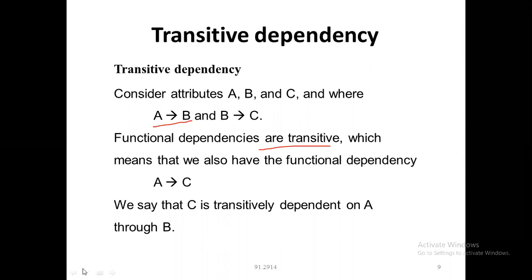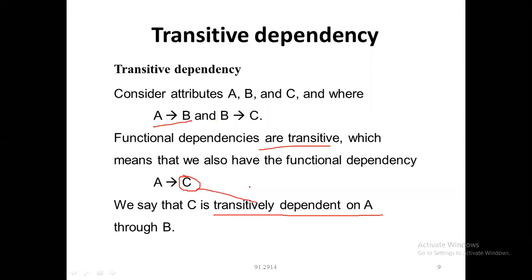So here C is transitively dependent on A. When A determines B and B determines C, then automatically A determines C. So C is called a transitive dependent. Like this, we will be seeing the topics one by one.